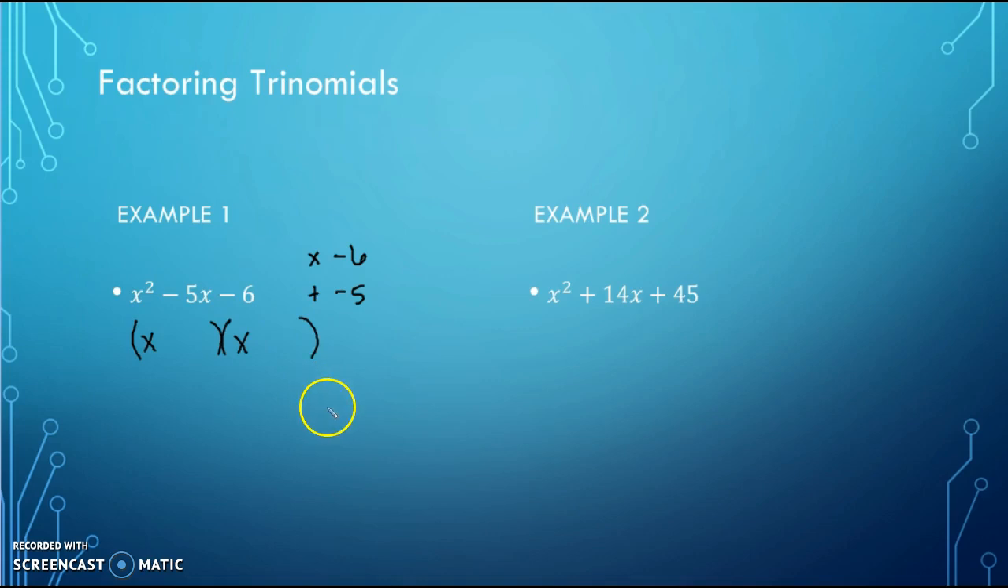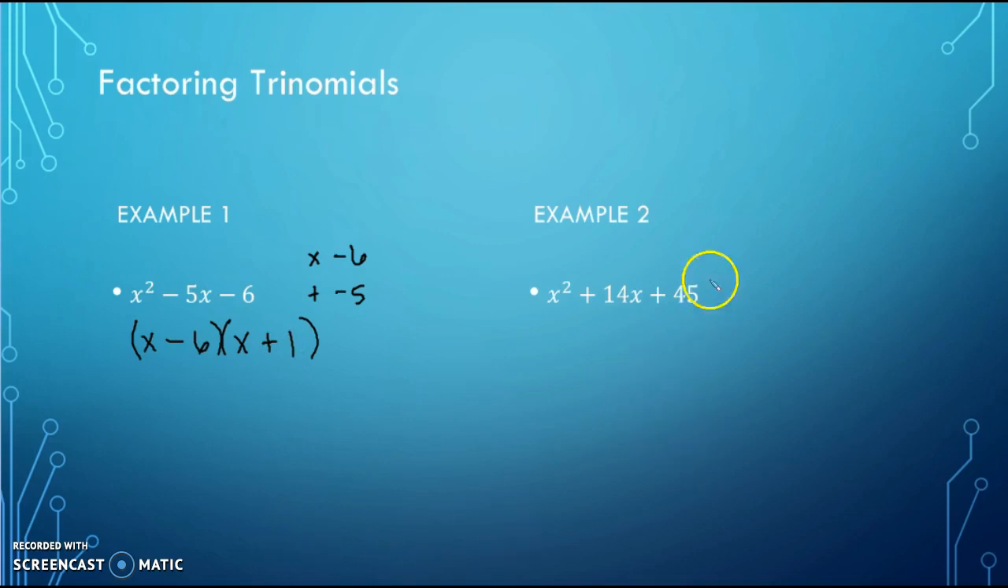So that means the 2 and 3 is out, because if one's positive, one's negative, that's going to give me a 1 or negative 1. So I'm going to use the 6 and the 1, and I want them to add to get a negative, so my bigger number to be negative. So x minus 6, x plus 1.